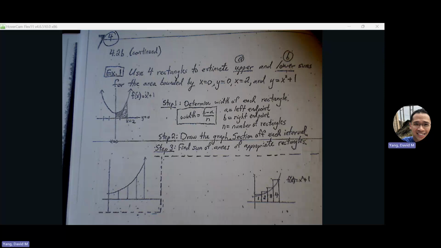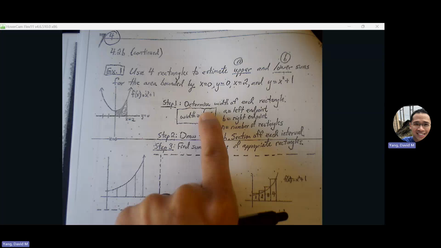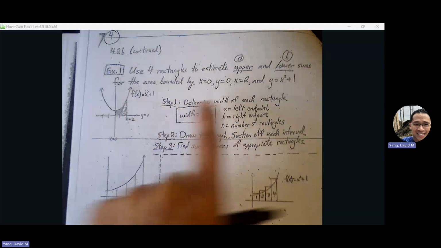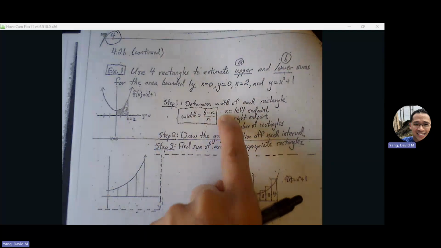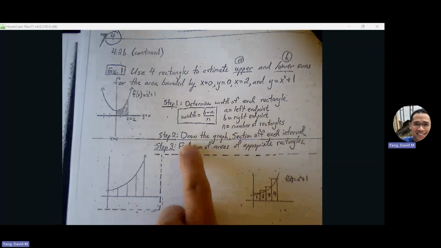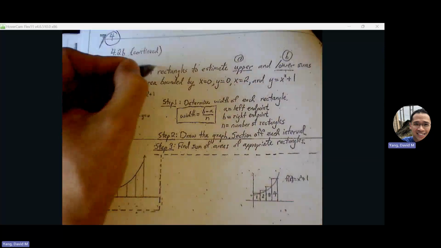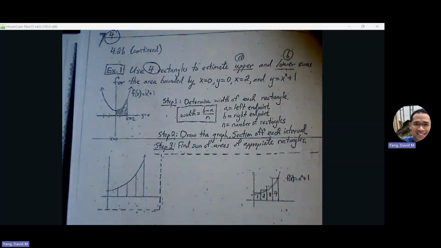So the first thing that we want to do is find the width of each rectangle. We want every rectangle to have the same width, and we're going from 0 to 2. So we're going to take our left endpoint and our right endpoint, subtract, and divide by the number of rectangles that we want. We want 4 rectangles, so that's our n value.